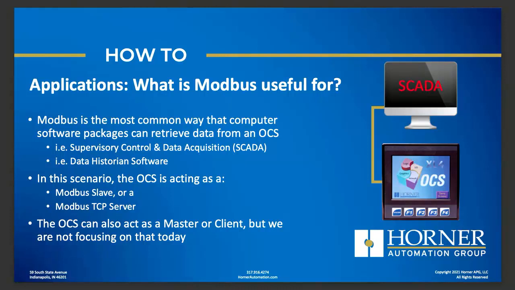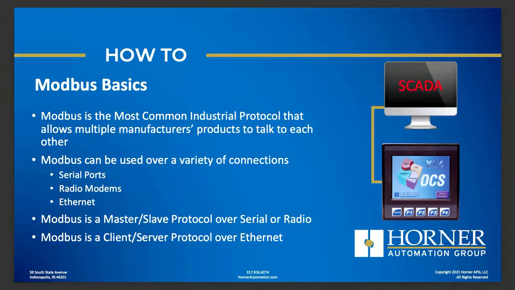Now, the OCS also has the capability to act as a master in a serial network or as a client on an Ethernet network, but we're not focusing on that today. We've also got some advanced serial capabilities in terms of report by exception and those sorts of things. We're not going to be covering those either. Today is really all about the basics of Modbus slave functionality or Modbus server functionality.